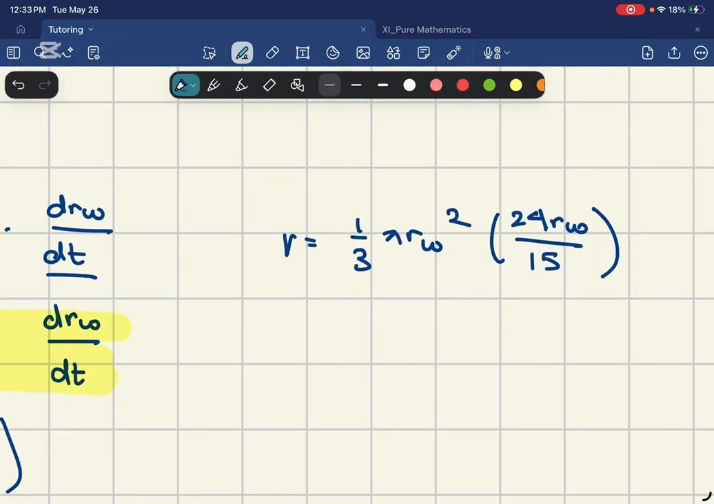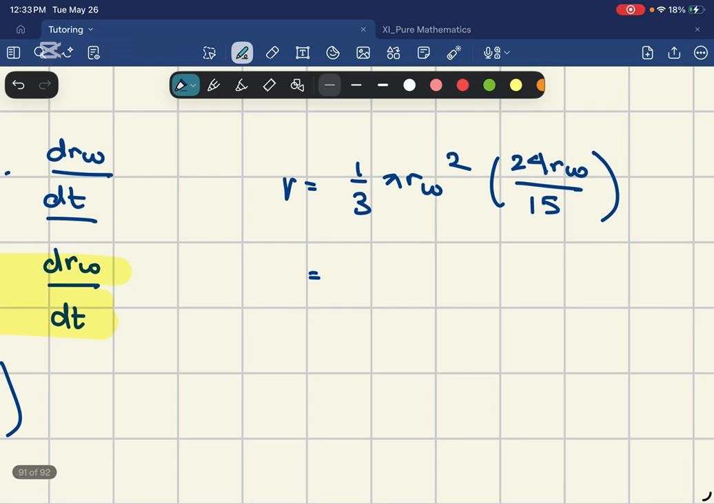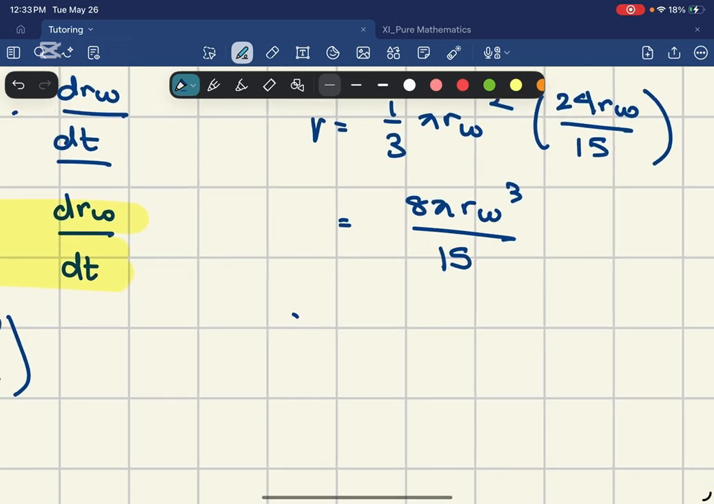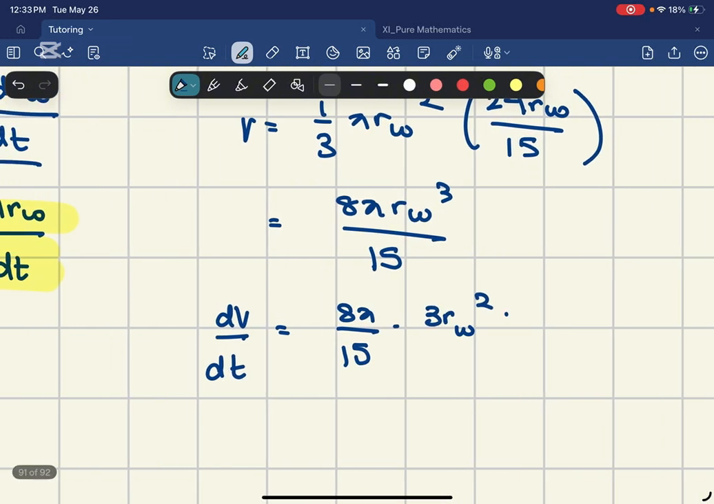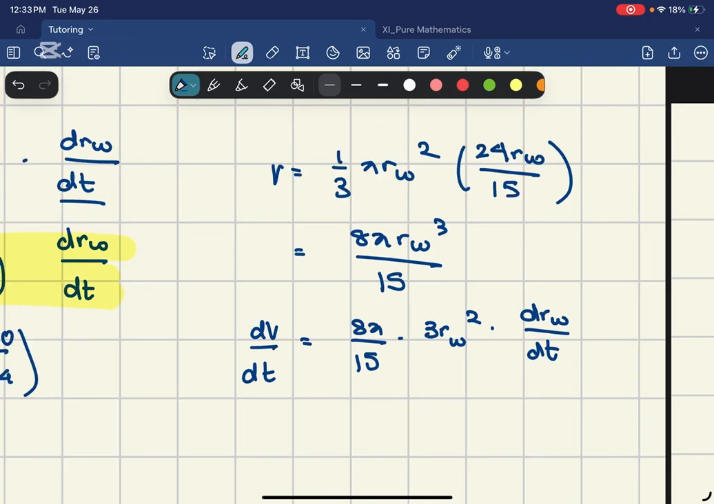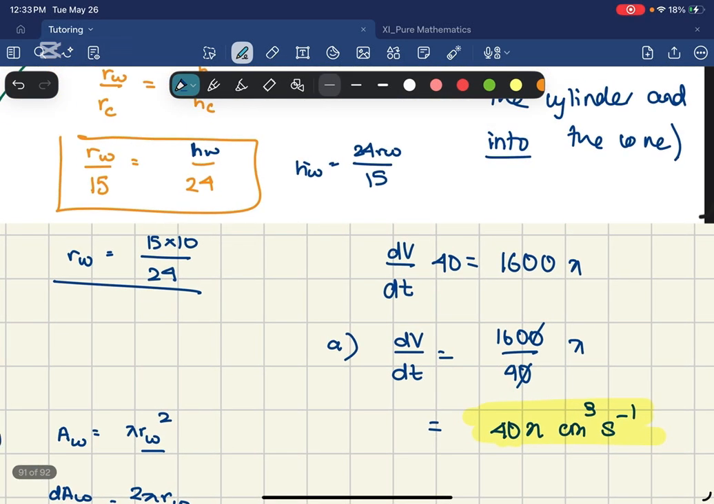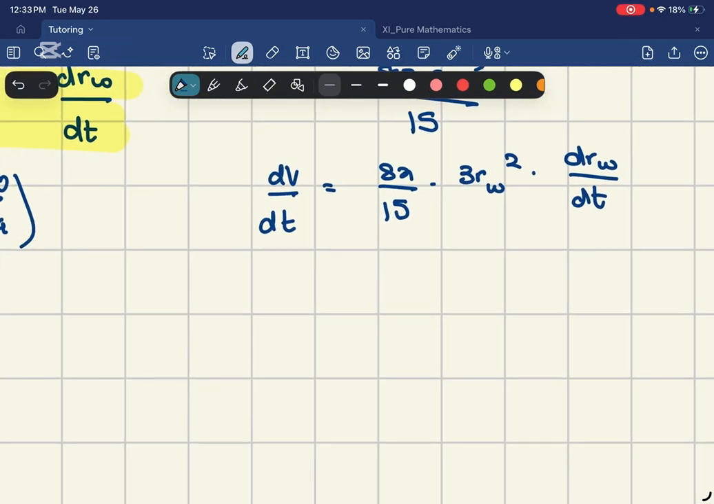If I try to simplify this, I think I will have 8 pi RW cubed over 15. That is the expression I should get. Now, find dV by dt. dV by dt is going to be 8 pi over 15. You first differentiate this normally, and then you are going to get drW by dt. And we know what RW is. RW is this messy expression. So now we can simplify this.